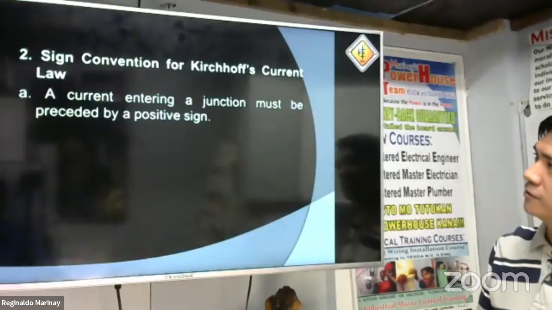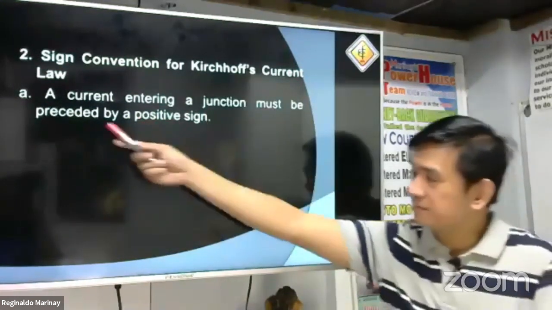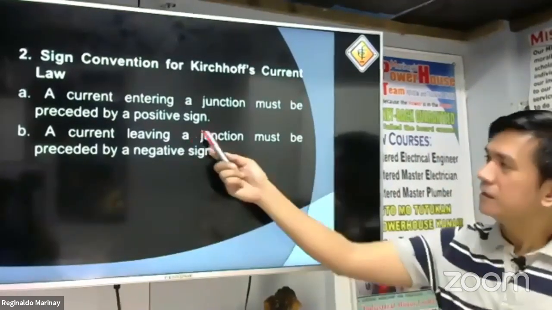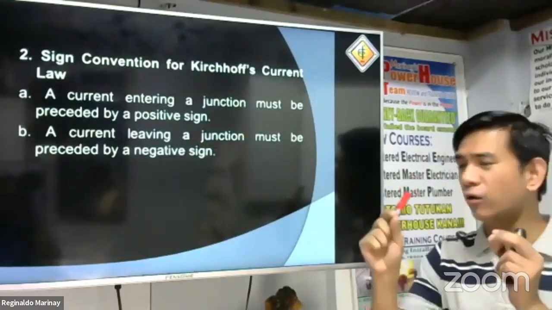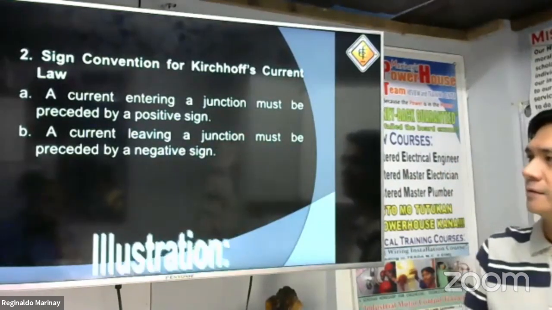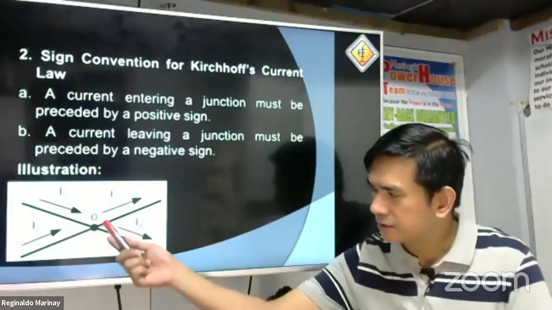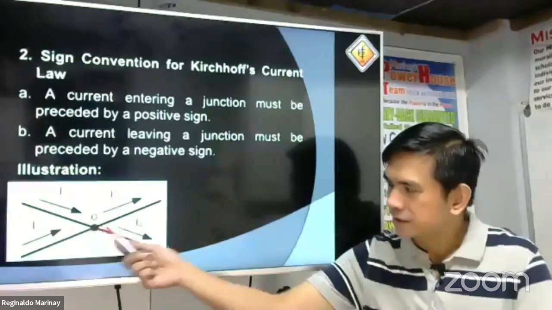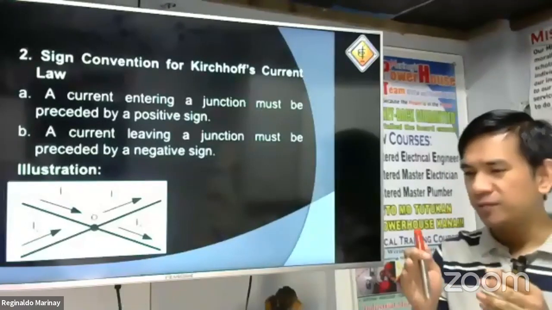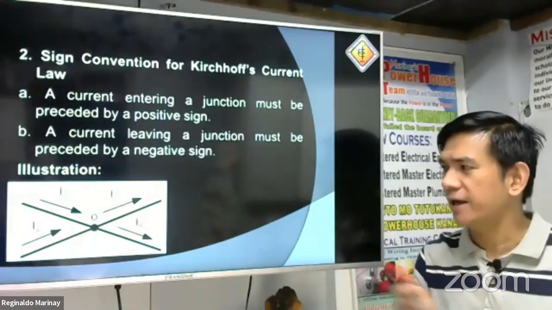So here, Kirchhoff's current law: a current entering a junction must be preceded by a positive sign. A current leaving a junction or a node must be preceded by a negative sign. There is a point in the network wherein the current will separate into 2, into 3, or it depends on how many branches you will have.